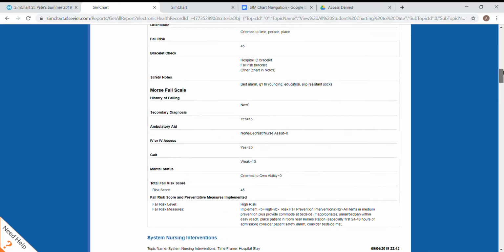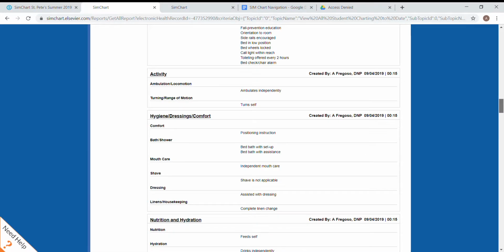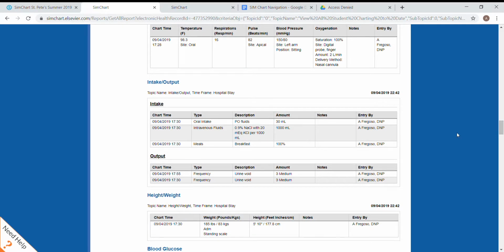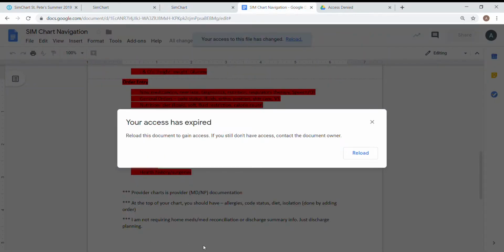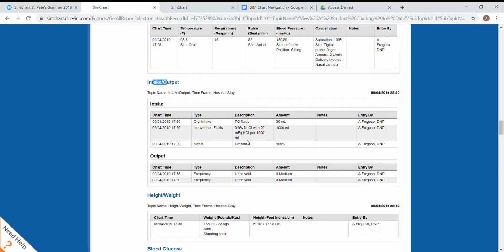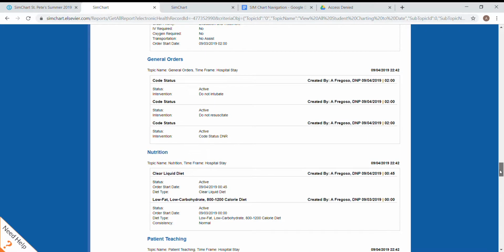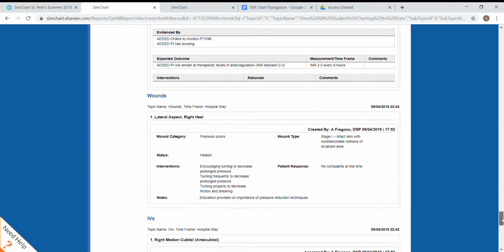Okay, so there's our Morse Fall Scale, and this is just a good check for you so that you can see everything that you did or if you forgot something. So everything that's here in blue, this is a good way to check yourself when you're over here on this screen. Obviously it's expired. But you can check this and make sure that you have all areas completed. Okay, so that is our care plan SimChart submission.